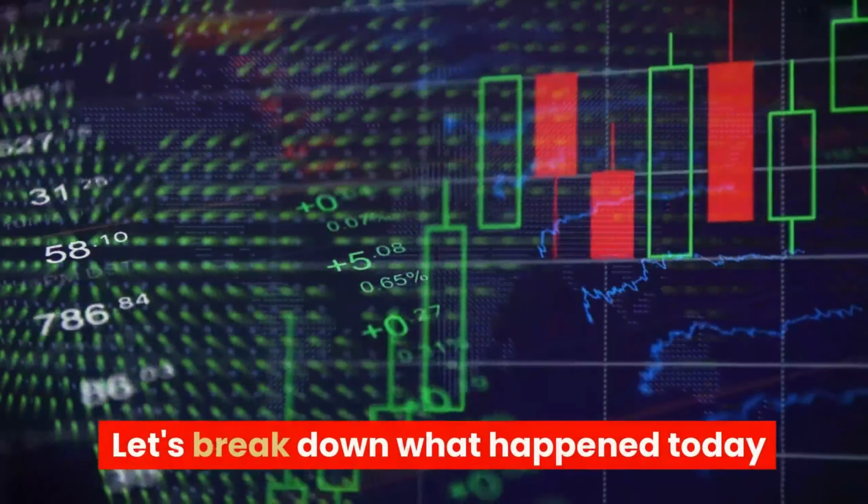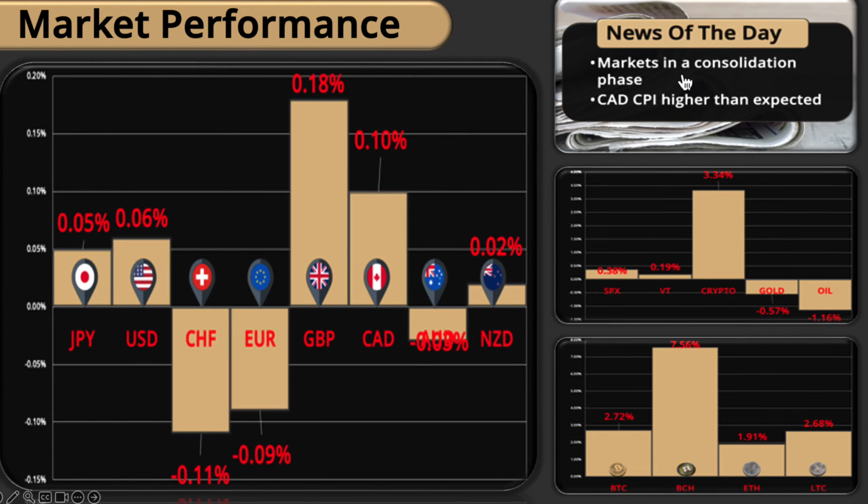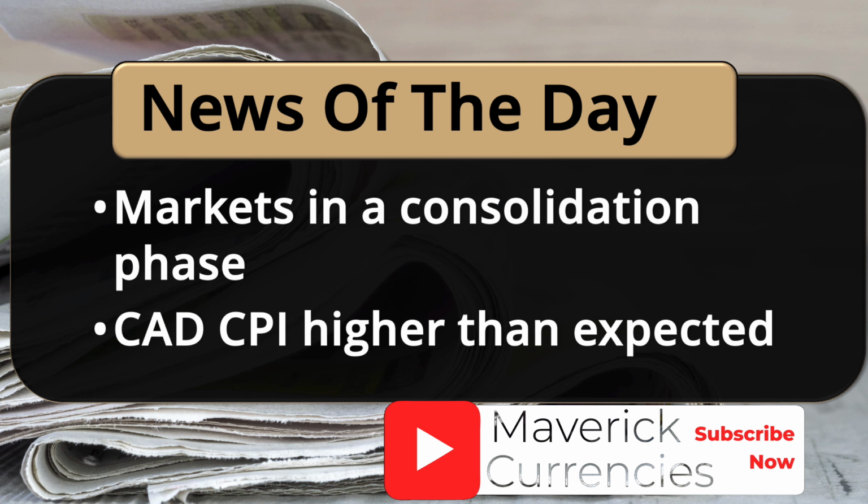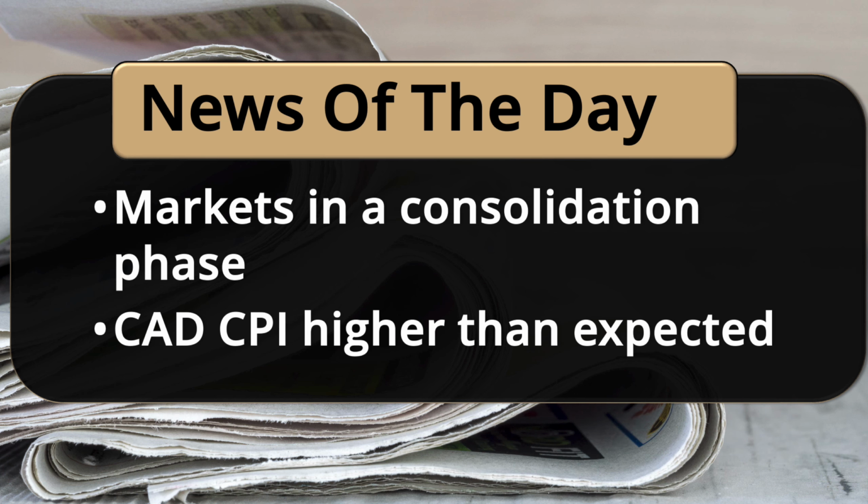Let's break down what happened today. Jumping into our market analysis, let's go right into the numbers and the headlines of the day. Again, not a whole lot happening. Markets are in a consolidation phase, and that's pretty much it. This is what we usually get by the end of the month, where we don't have a whole lot of data to drive the markets, and we just have to rely on the overall market sentiment. And right now, that's just in the consolidation phase.